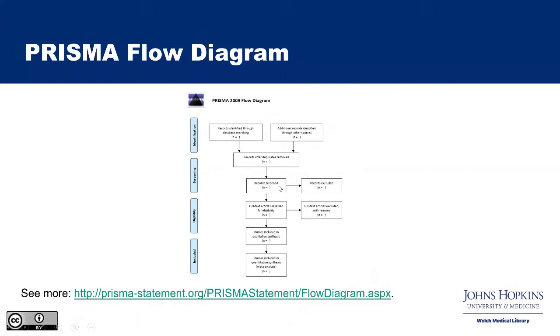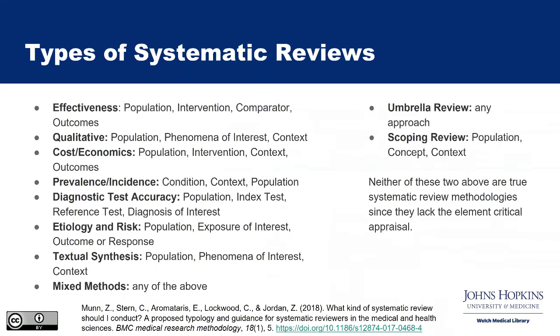And then you'll move through the part of removing duplicates and screening. And that's where Covidence comes in. Covidence is an excellent screening tool that's going to save you tons of time. Here are a few different types of systematic reviews.